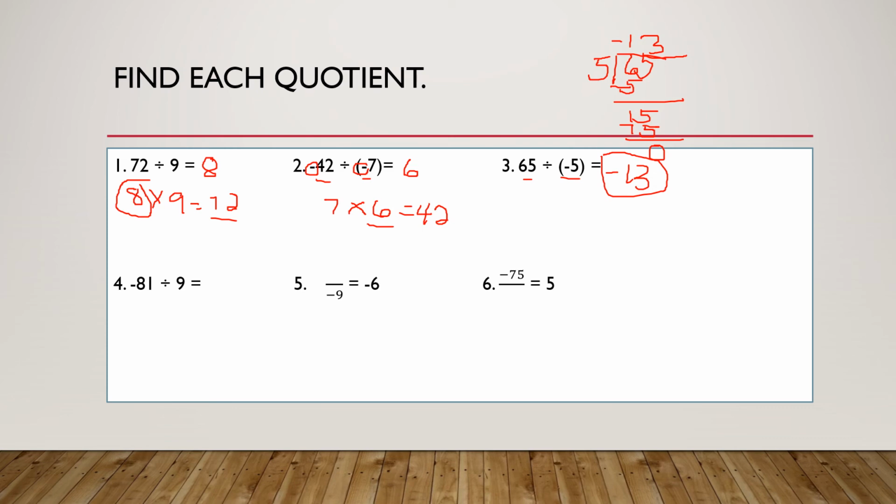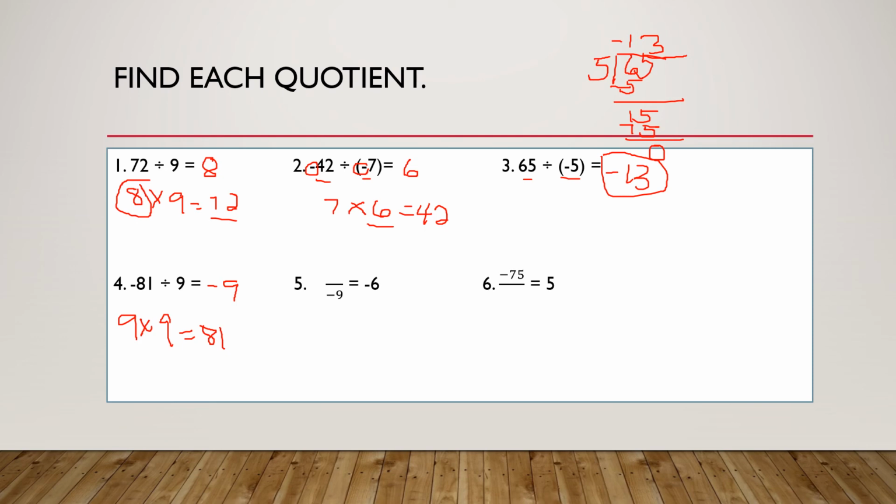Question? Here, negative 81 divided by 9. We know that 9 times 9 equals 81. Since this is negative, therefore the answer is negative 9. So we have unlike signs, or different signs.